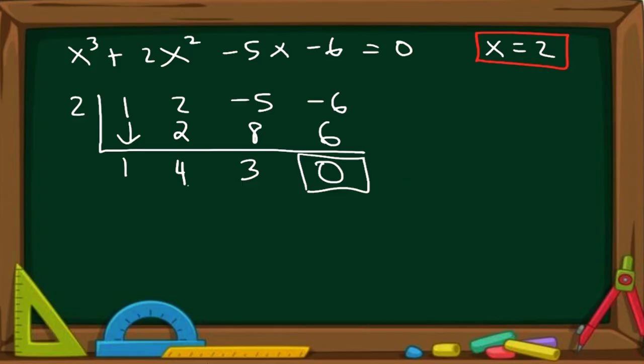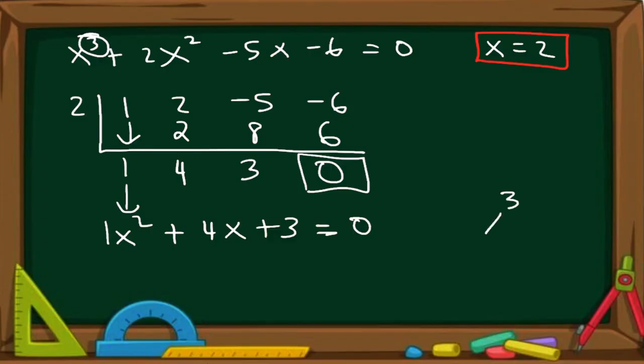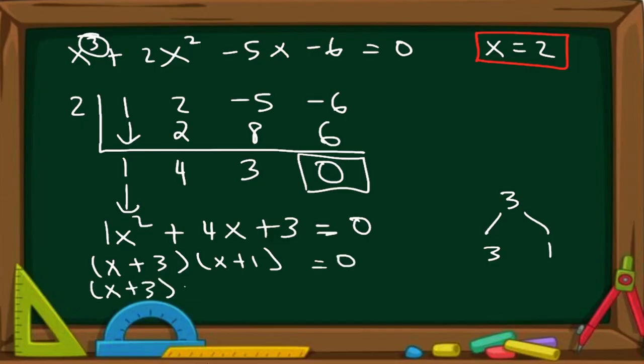Now notice that we have x cubed, so this is going to be associated with x squared. So it's 1x squared plus 4x plus 3, and that's equal to 0. Now we need to factor this expression. So what two numbers multiply to the constant term 3 and add up to the middle coefficient 4? This is going to be 3 and 1. So it's going to be x plus 3 times x plus 1. Now if we set each factor equal to 0, x plus 3 is equal to 0, and x plus 1 is equal to 0, the two other answers will be negative 3 and negative 1.